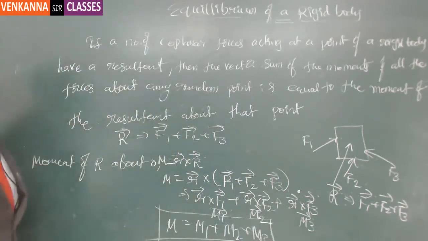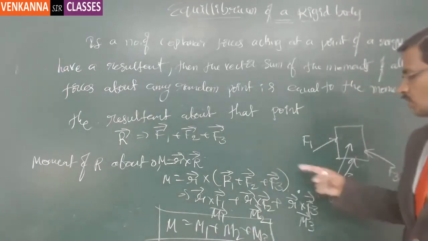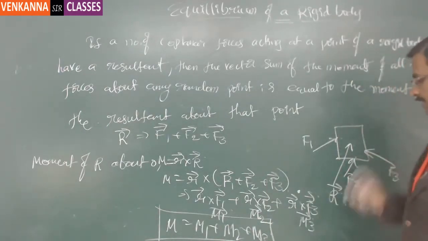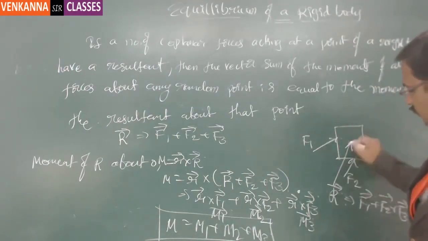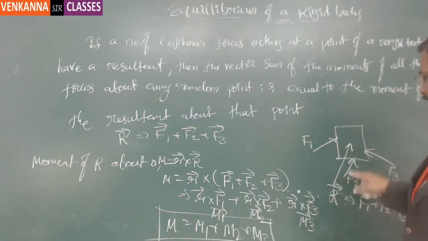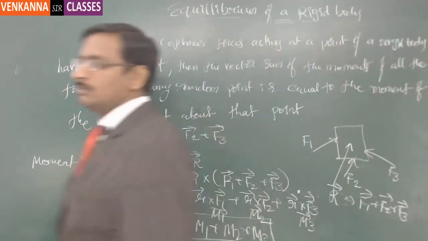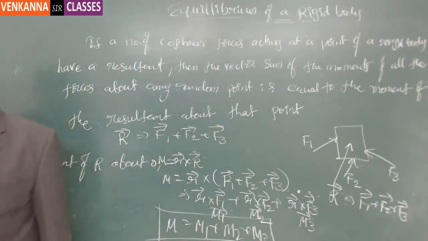So this is the theorem. That means if you consider a single force which is equivalent to all the forces together, then the moment of this force about this particular point is equal to the sum of the individual moments. So that is the theorem, which by common sense we can understand. Got it?